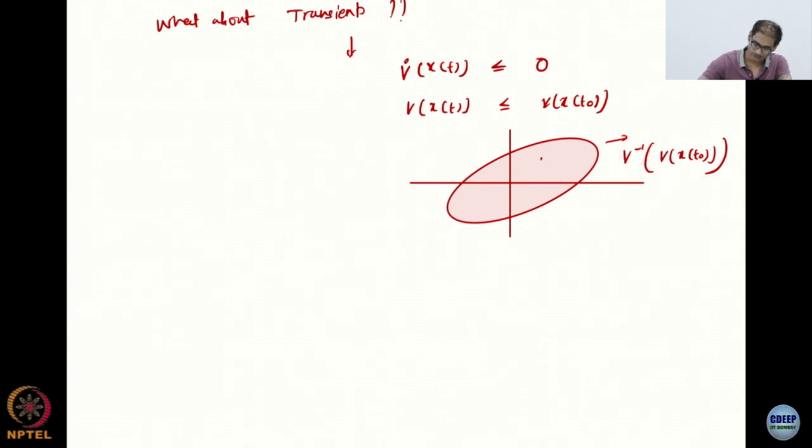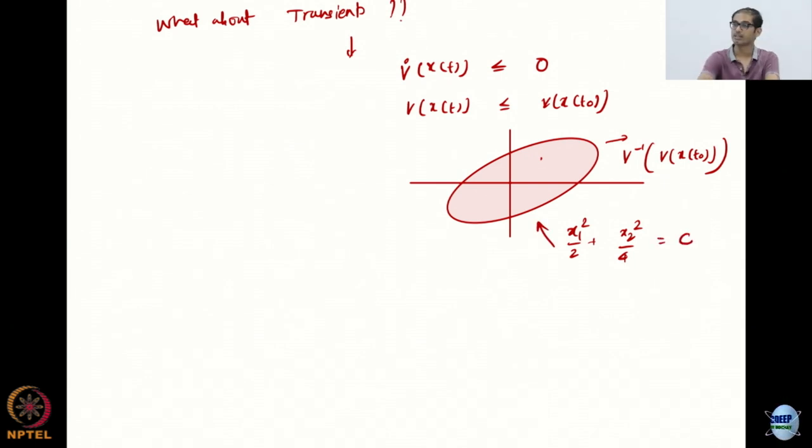For example, if I think of V as x1 squared by 2 plus x2 squared by 4, then this set is equal to some constant. You can see this is some kind of ellipse equation, and similarly, if you do more, you can get general versions of ellipsoids. Now, the point is, if your initial errors were rather large, because this can be in terms of x or in terms of error, depending on how the problem is posed, then this ellipsoid is large. Now, what happens in the future?